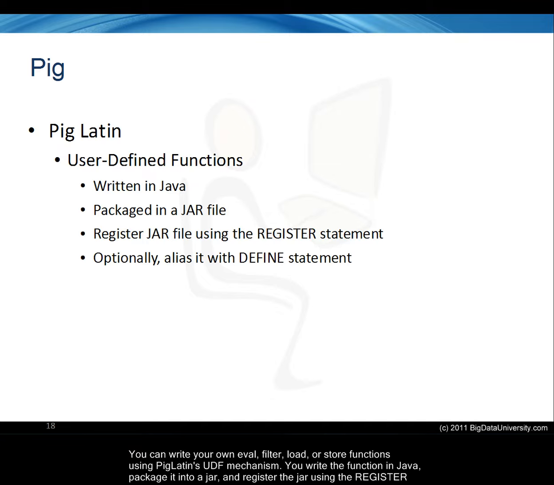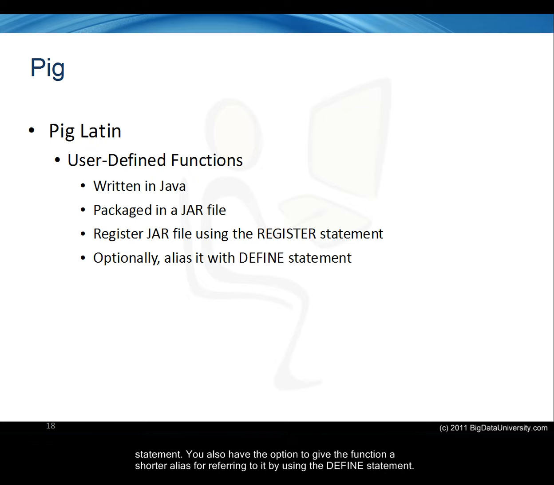You can write your own eval, filter, load, or store functions using Pig Latin's UDF mechanism. You write the function in Java, package it into a jar, and register the jar using the register statement. You also have the option to give the function a shorter alias for referring to it by using the define statement.